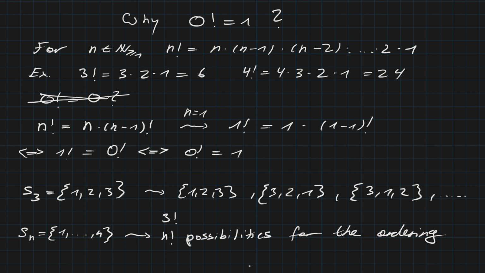And now we could ask ourselves, what about S0? S0 would then consist of the empty set. And there, actually, the number of orderings is also 1, just being the empty set. So just leave the empty set as it is. This is the only ordering you would have, and this means it's also one possibility.